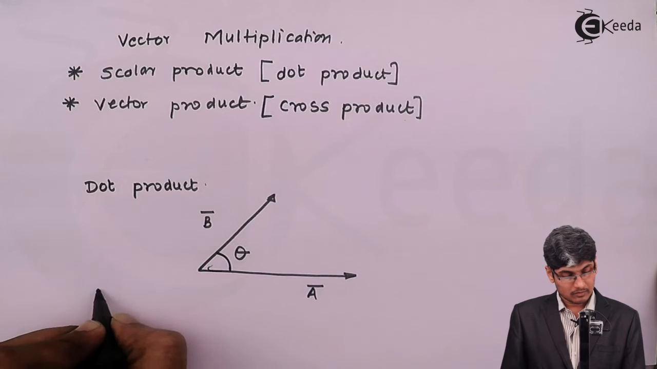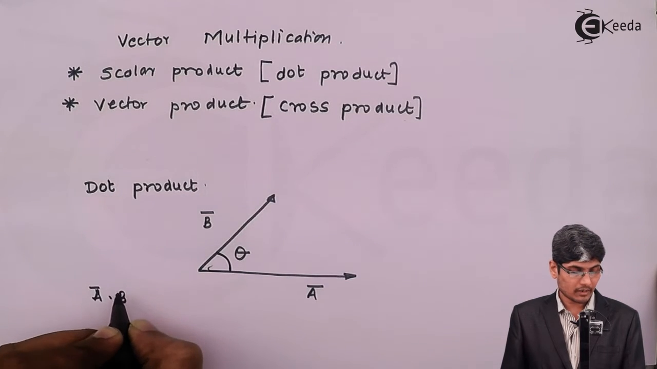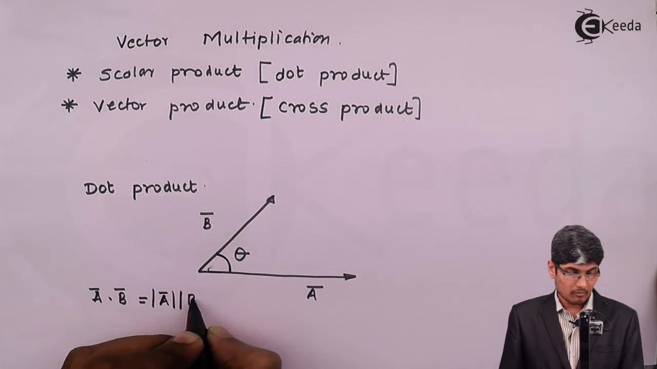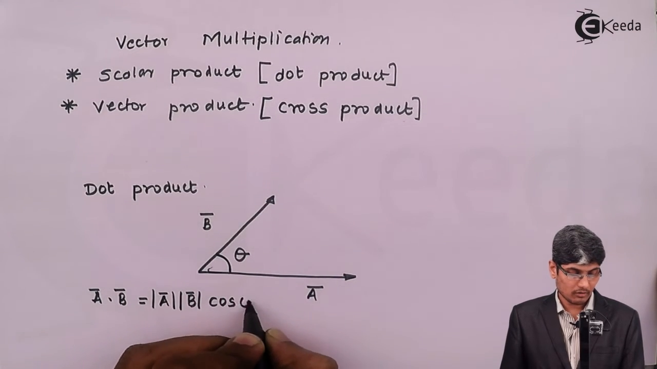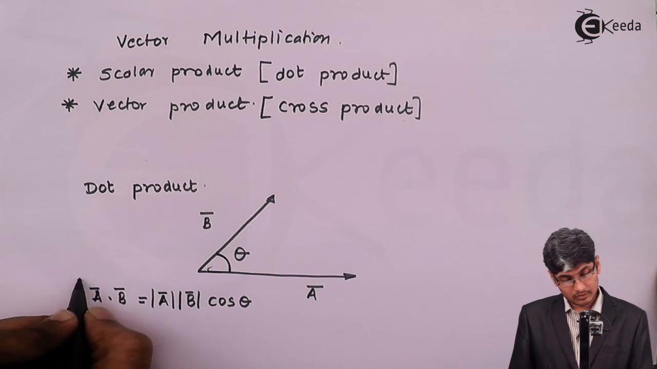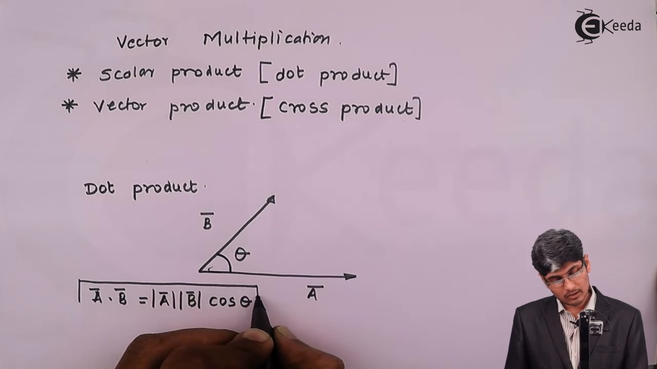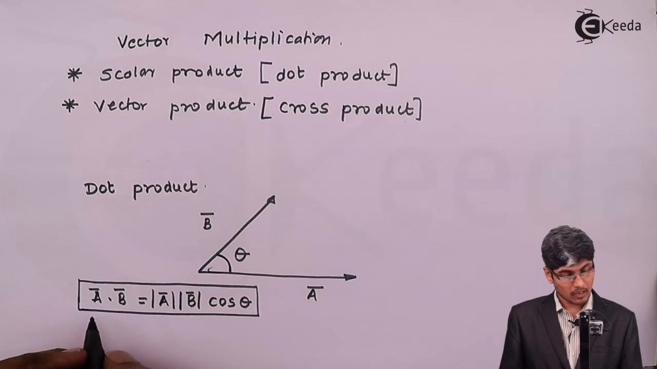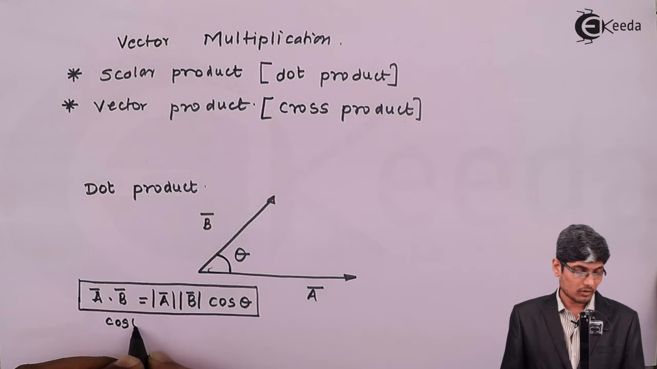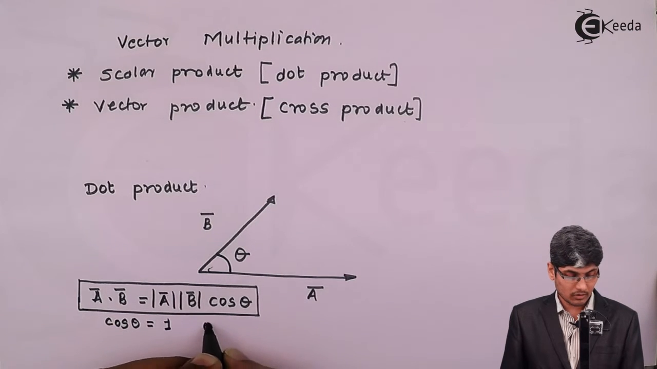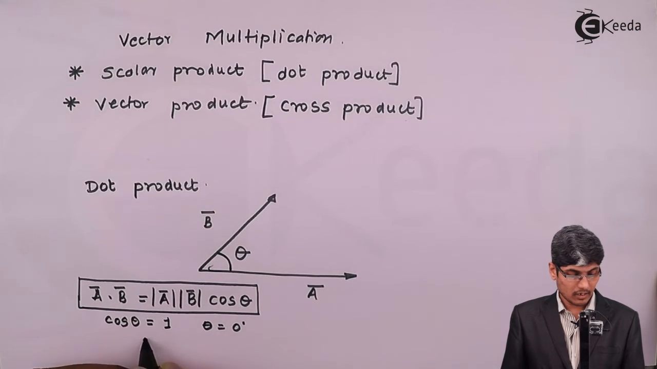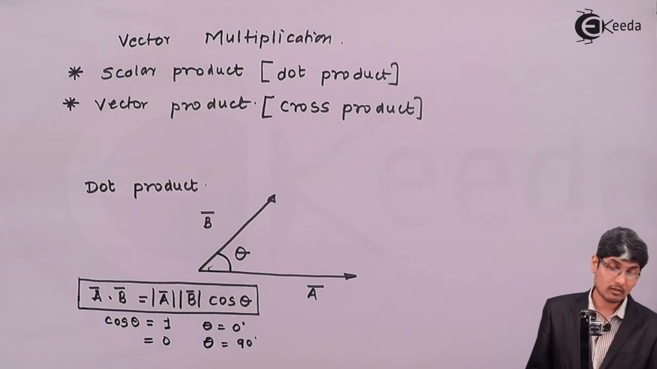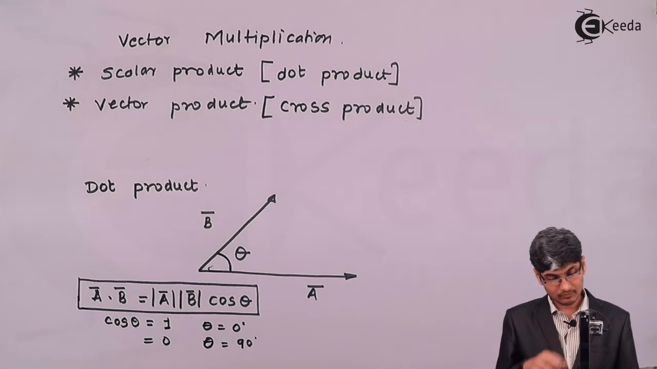Then vector A dot vector B is equal to magnitude of vector A, magnitude of vector B, into cosine of theta. Now this is very important. What trigonometric function am I using? I'm using the function of cosine theta. Just to recall, cosine theta is equal to 1 for theta equals 0 degrees and equals 0 for theta equals 90 degrees. Right? That is just to recall for the cosine.